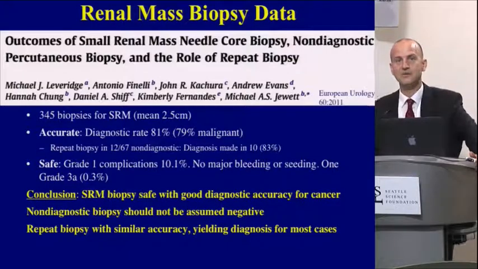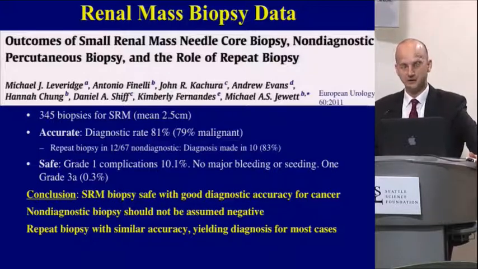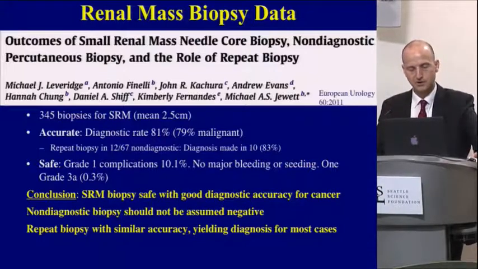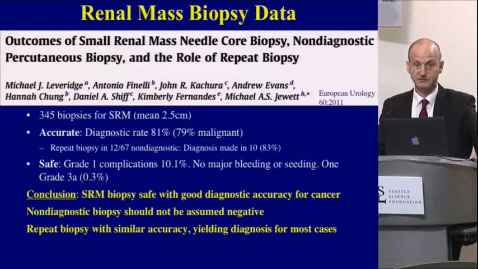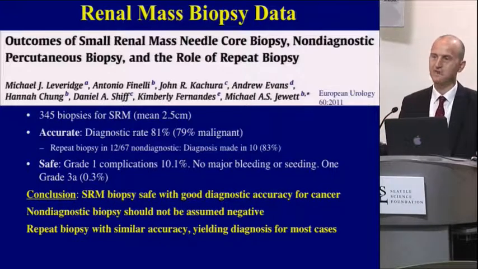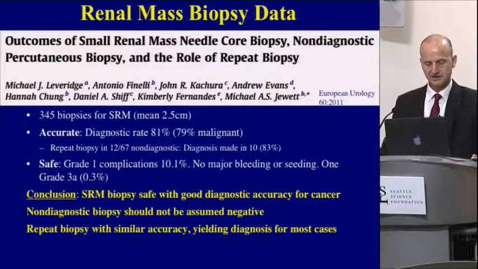So another study by Jewett, renal mass biopsy, over 345 biopsies. Accuracy was pretty high, 81%, and complications were low, no major bleeding, no seeding. Really, seeding is almost a historical thing. We just don't see that. So in conclusion, it's safe with good diagnostic accuracy for cancer versus not cancer.